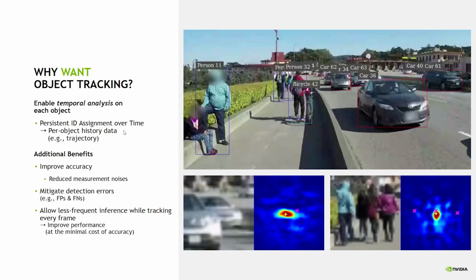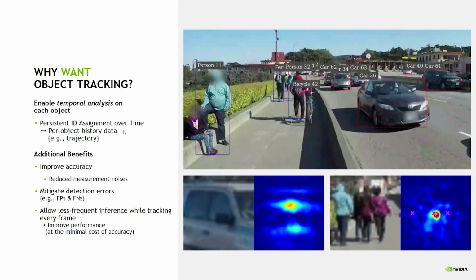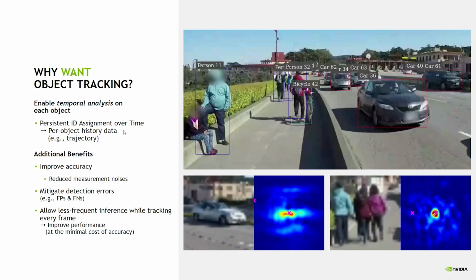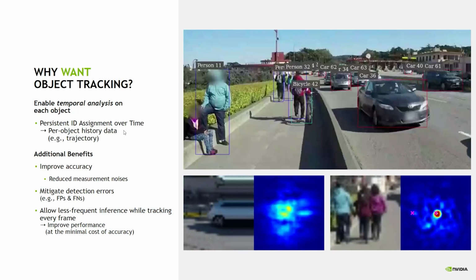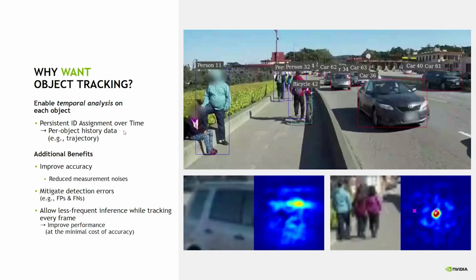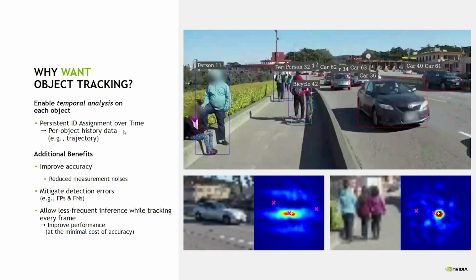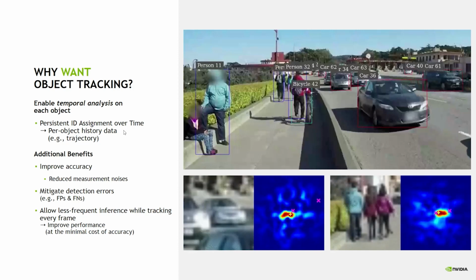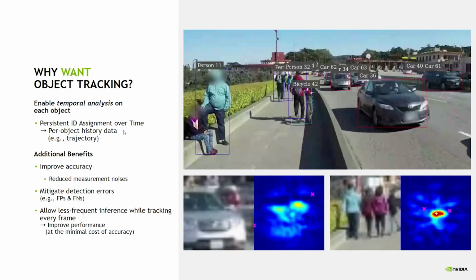Another benefit is about the detection errors. The detectors like YOLO or PeopleNet may generate false positives and false negatives. These can be mitigated by temporal analysis, and this is something we will look into more closely today.